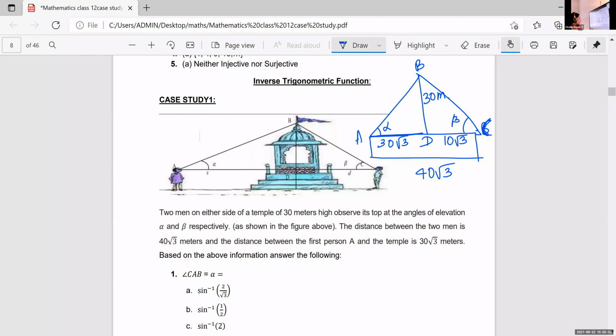Now look at the first part. Based on the above information, find the following. Did you draw the figure? Now from the figure, find out what is angle CAB. CAB means this angle alpha we have to find. You can take the triangle DAC. Find out what is alpha. It is given in terms of sine.